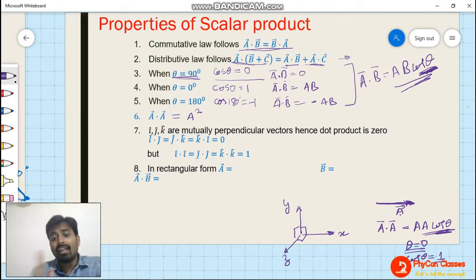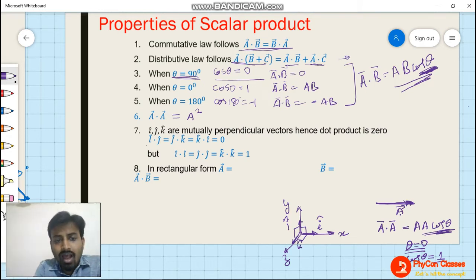Clear? And for any two vectors where the angle between them is 90 degrees, the dot product is going to be 0. That means x multiplied with y is going to be 0. Y multiplied with z is going to be 0. Z multiplied with x is going to be 0. Understand? So now tell me, what is the unit vector in x direction? I cap. In y direction, j cap. In z direction, it is k cap.